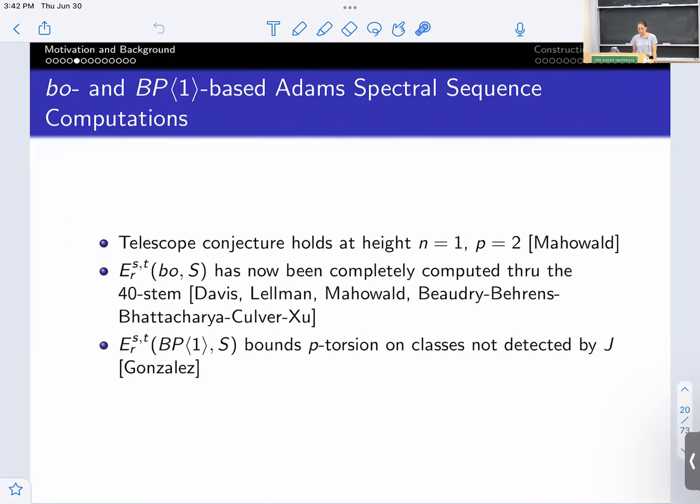Then the BP1-based Adams spectral sequence, I think, hasn't been used quite as much, but there are some really great results with that as well. One result by Gonzalez gives bounds on the p-torsion of any class that's not detected in the image of J.